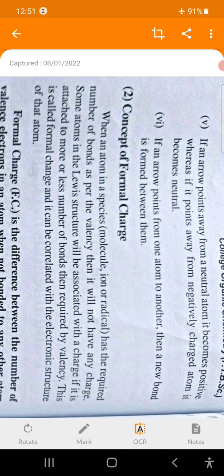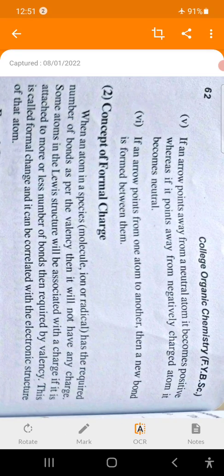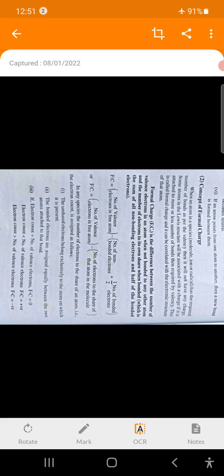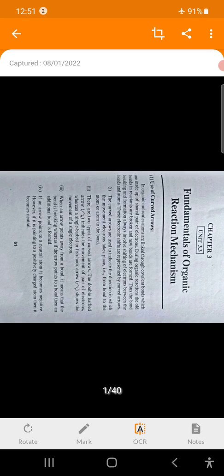Then if an arrow points from one atom to another atom, from A to B, say, then there is a new bond formation between those atoms, that is, A and B. Hence, here we completed that we discussed the use of arrows in chemical reactions.